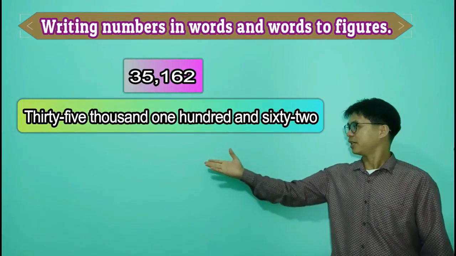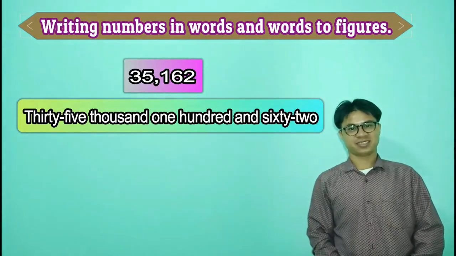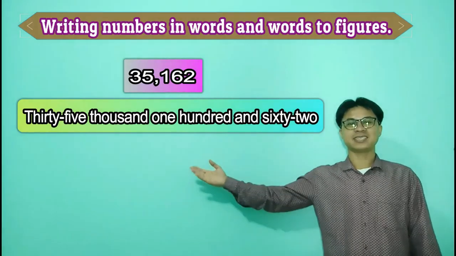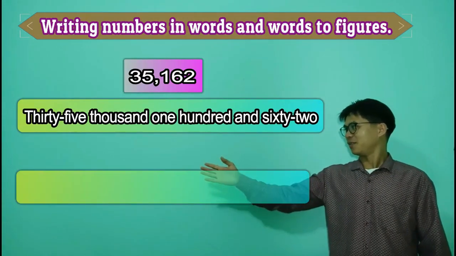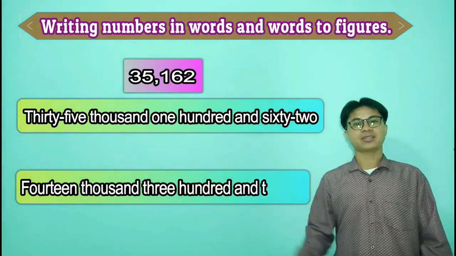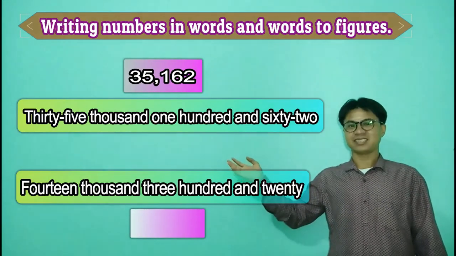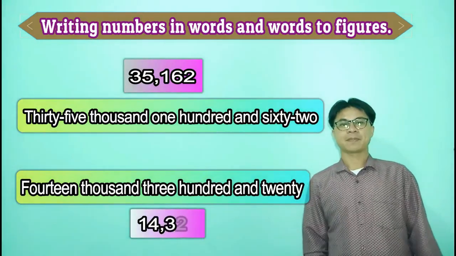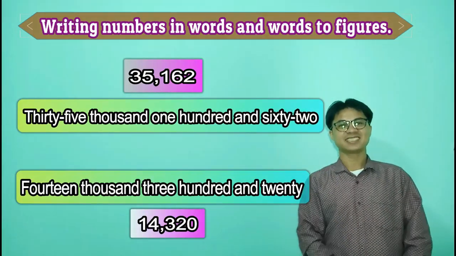So how about this one? Another example here. Writing these numbers in figures, or writing these numbers in Hindu Arabic numeral. Look at here. So we have here 14,320. So this is the answer. This is how to write these words in figures. Alright? Do you understand?